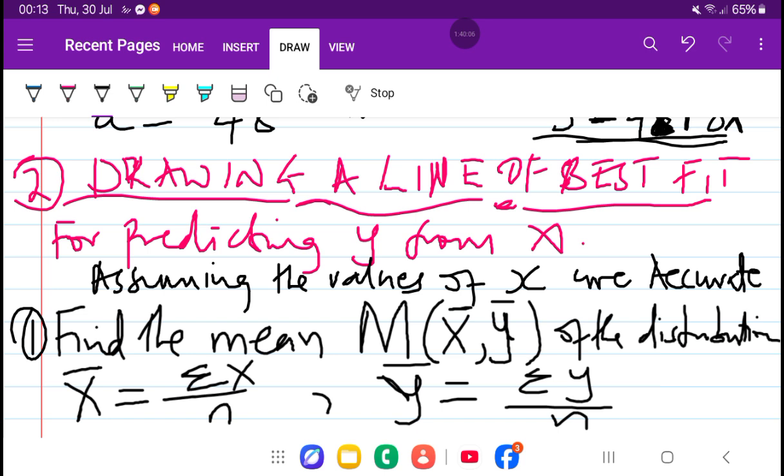Now, the other thing you have to understand is that when they say we are predicting Y from X, it means that Y is on our Y-axis and X is on the X-axis. That is the implication.